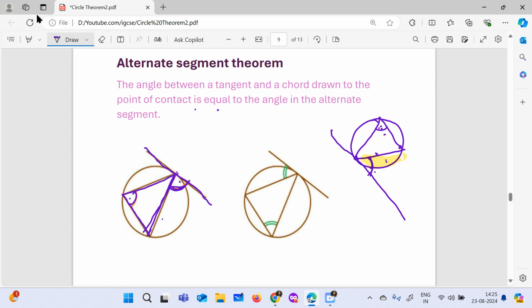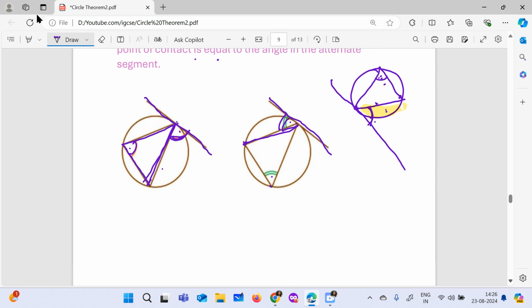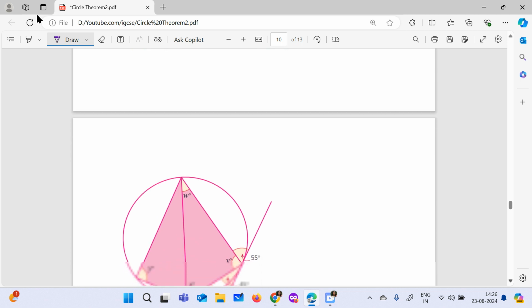Okay, in the same manner, now you have a chord here, and this chord and this tangent form an angle here, right? And from this chord, an angle is formed in this segment, right? Now this angle will be equal to this angle. Is this clear to you? Yes, Miss. Okay, now let's see a few examples on this.